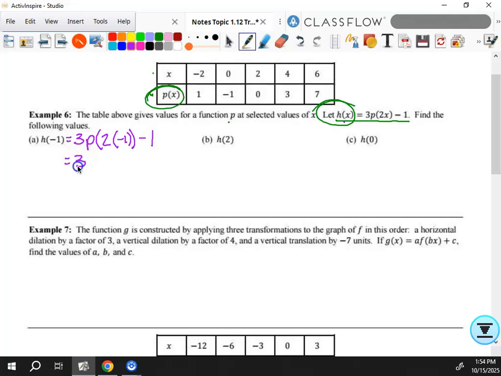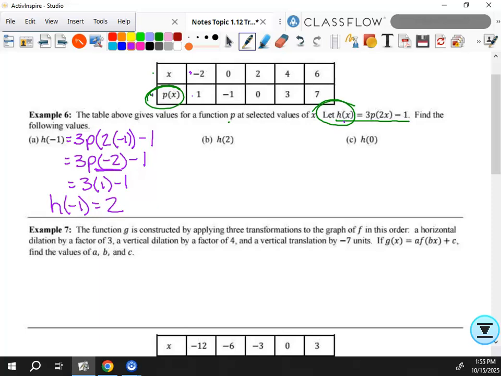But that's equal to 3 times p of, all right, 2 times -1 is -2 minus 1. Then I need p of -2. Where am I going to find that? In the chart, right here. When x is -2, p is 1. So this is 3 times 1 minus 1. So h of -1 equals 2. And that's it. So in that situation, don't overthink it. We're done. The transformations took care of themselves. Technically, for this question, you don't even have to understand the transformations, right? Because it just did it all for you, right?